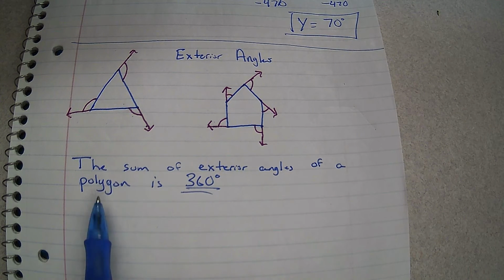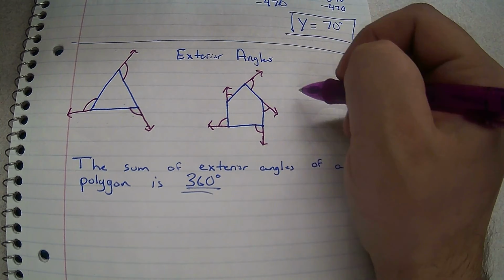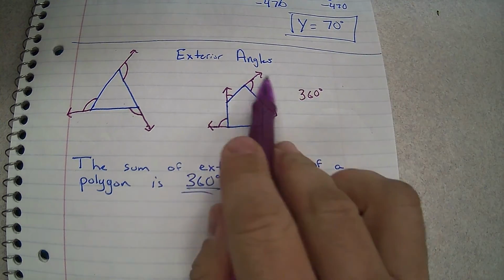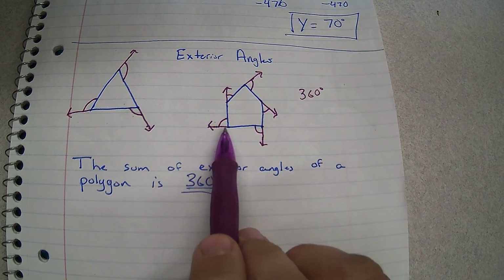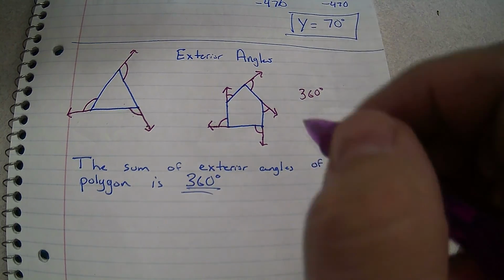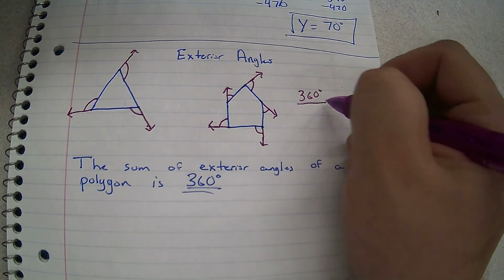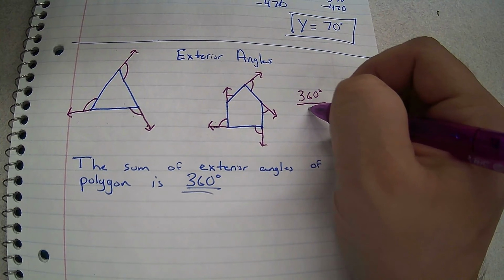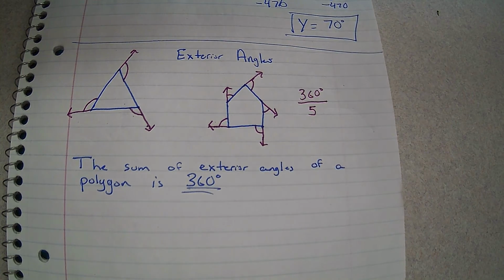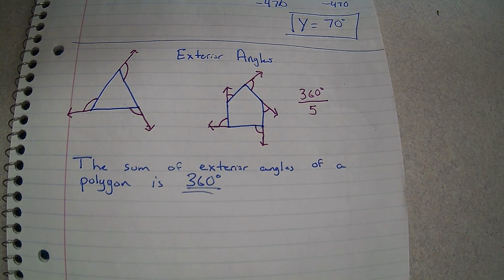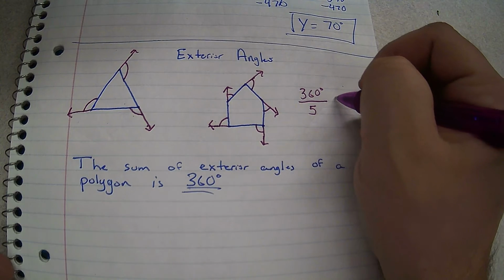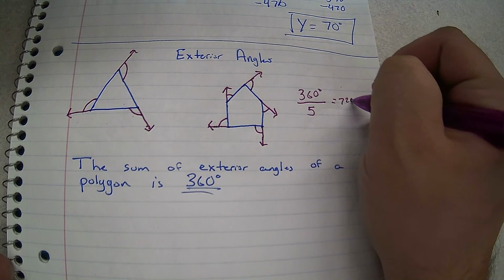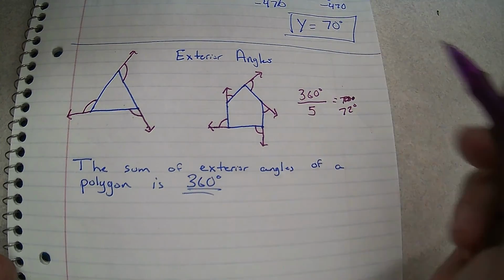Now, if we have a regular shape, we can figure out how many degrees each one is. So let's say here I have 360 degrees for all of those. If this were regular, and we're going to assume that it is, though it's not, we divide it by the number of sides. So 360 divided by 5. When we do that, we get 72 degrees. So each of these would then be 72 degrees.